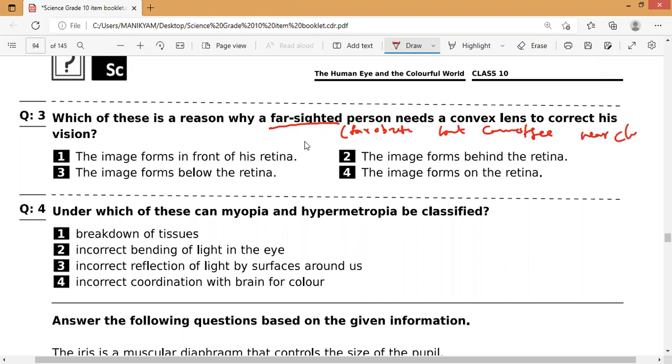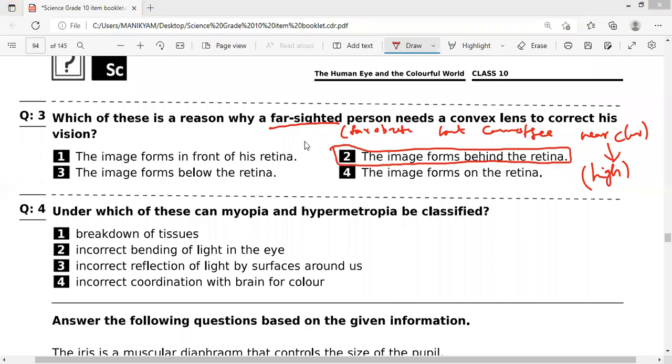So when we are seeing near objects, we need high converging power or low converging power? High converging power. So that is why the image will form where? In hypermetropia, behind the retina or in front of the retina? Behind the retina. Which answer is correct? Option 2. Do we want to increase the power or decrease the power to bring the image to the retina? Increase. That is why we are using a convex lens. So the focal length is plus, and the power is also plus.